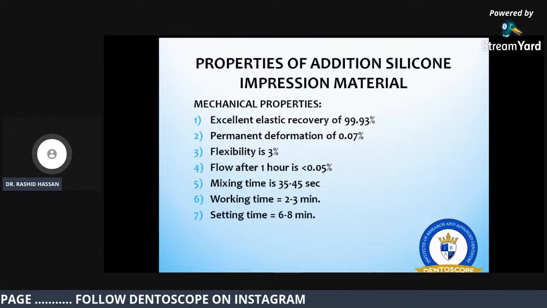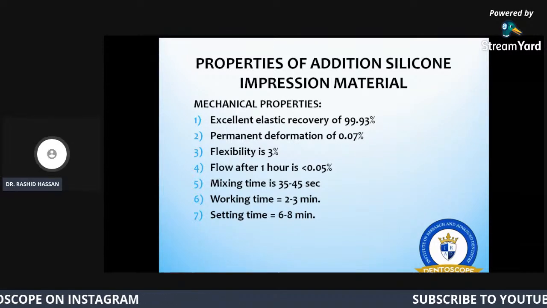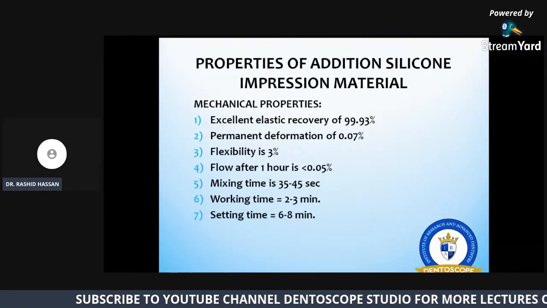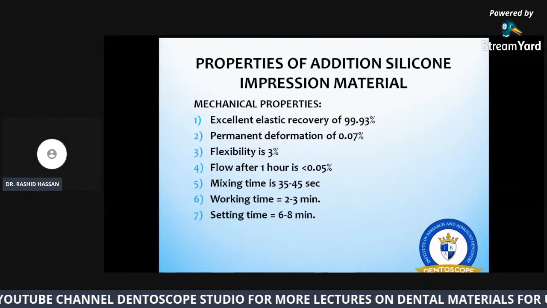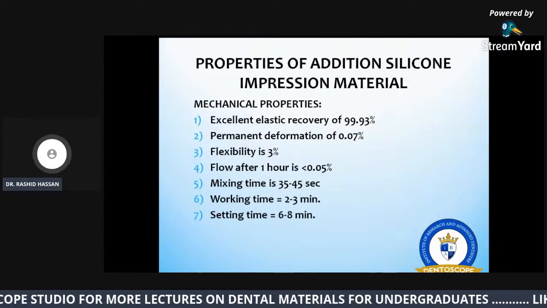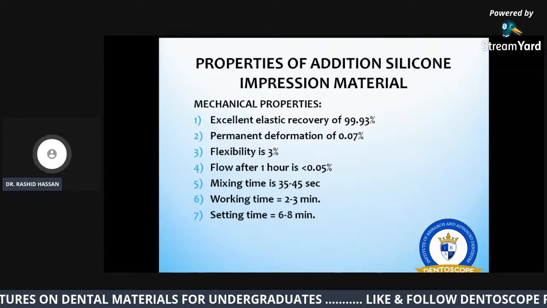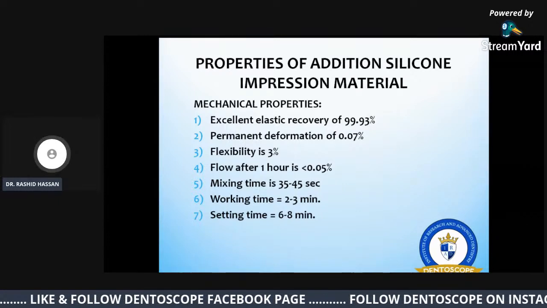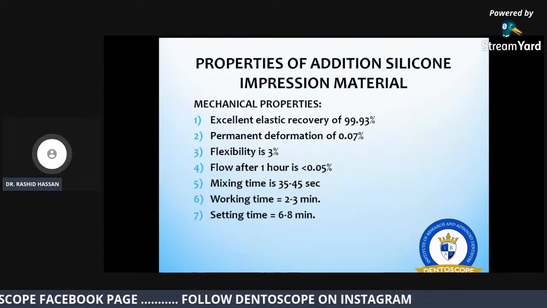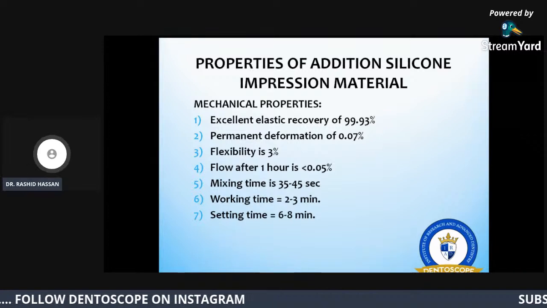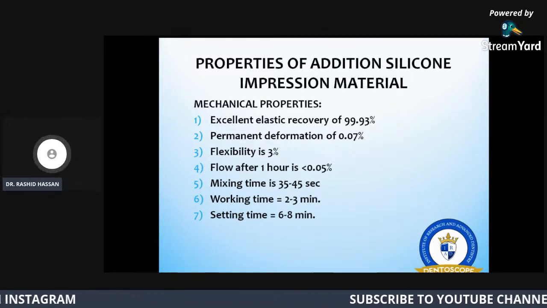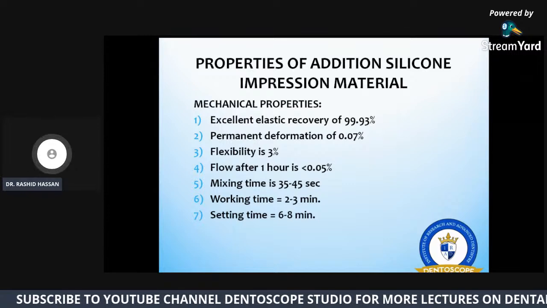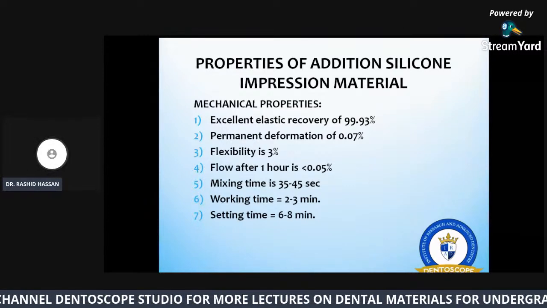So, talking about the mechanical properties, the excellent elastic recovery. Well, here you see 99.93%, polysulfides 98%, condensation silicon 99.5%. Here we get 99.93%. So it has excellent elastic recovery. The permanent deformation is 0.07%. Okay, that is acceptable. Flexibility is 3%. Yes, we are fine with it. Now, if we flow after 1 hour, okay, we are good with it.